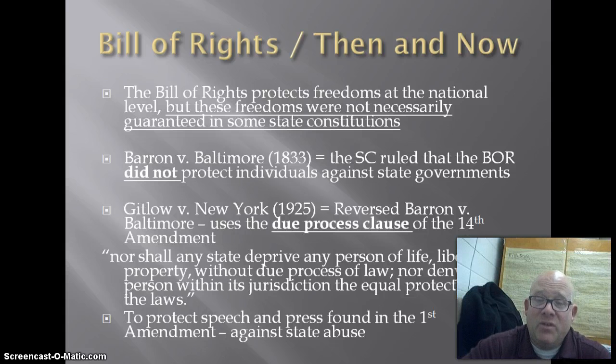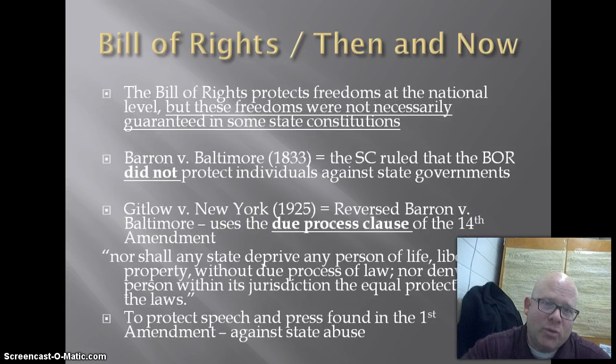So the 14th Amendment, adopted following the Civil War, creates a citizenship clause and a due process clause. Again, the original intent here was to protect newly freed African Americans. But it's going to be used by the court to extend that due process protection to all citizens, citizens from the federal government and citizens from their own state governments.